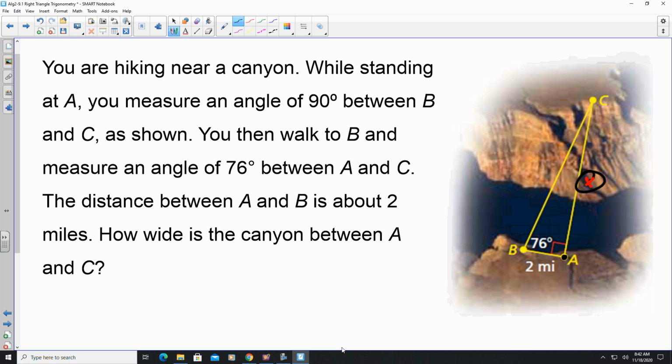In this particular instance, since you know it's 76 degrees, x is opposite and 2 is adjacent. So that means we are going to be using tangent. The tangent of 76 degrees is equal to opposite, which is x, over adjacent, which is 2. Multiply both sides by 2 to find x. Now I get tangent of 76 times 2, which is something really close to about 8 miles.